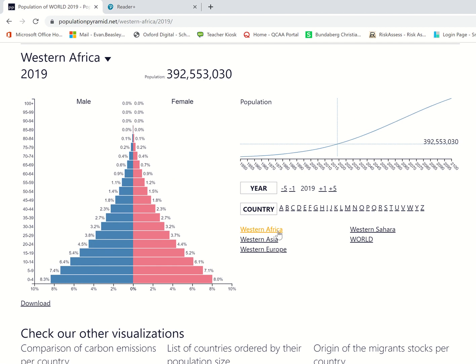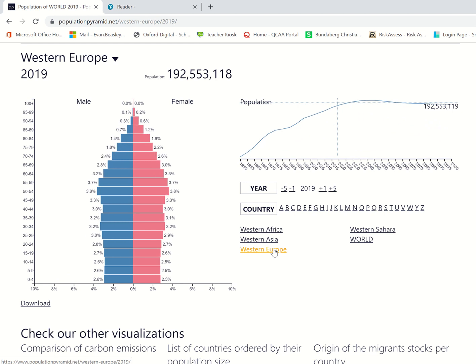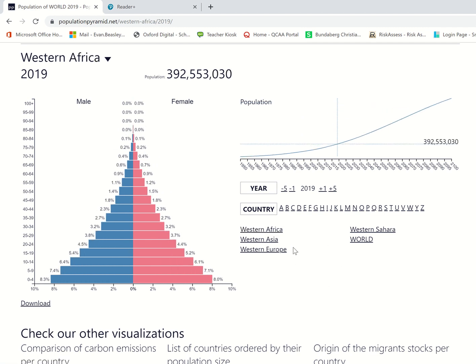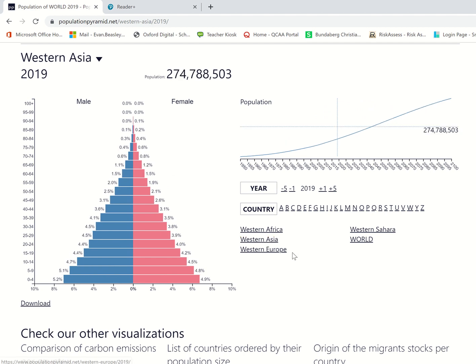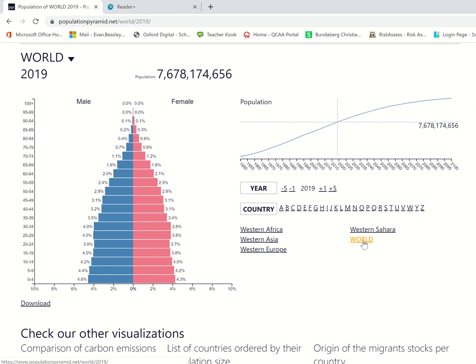So Western Africa is a great visualisation. Compare it to Western Asia. Then Western Europe. Western Europe has that ageing population, so Australia would fit into this pattern as well, as opposed to a lot of our third world countries, which would fit into this population pyramid. A lot of our second world countries would fit into this sort of pattern in comparison to the world.